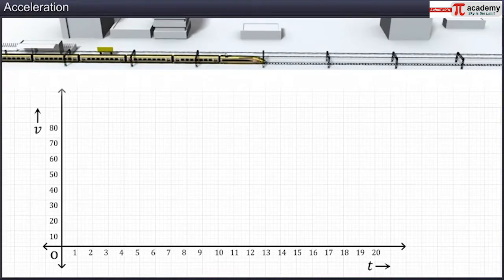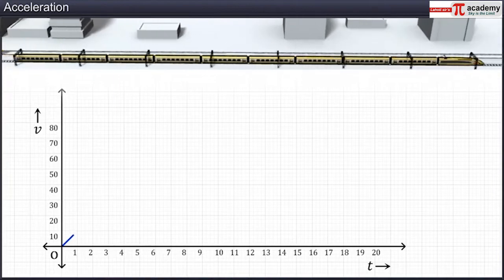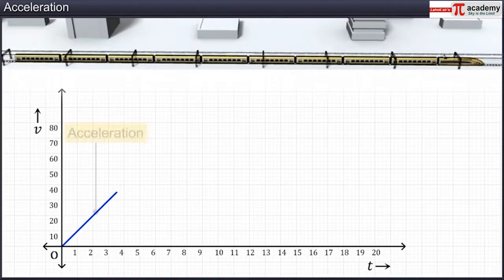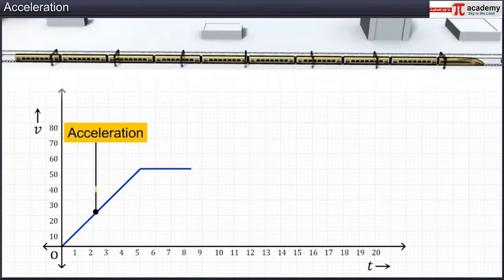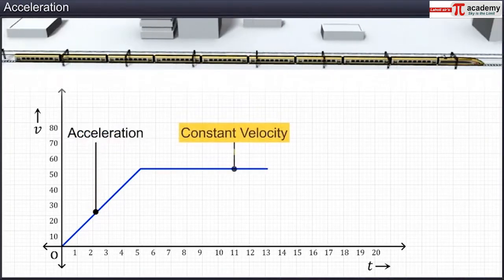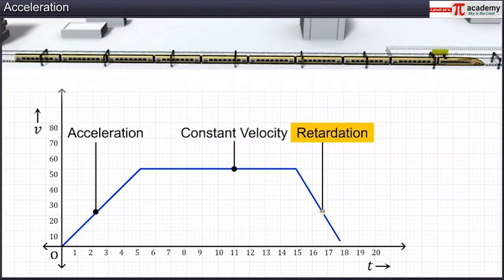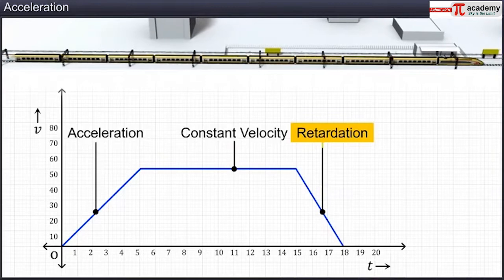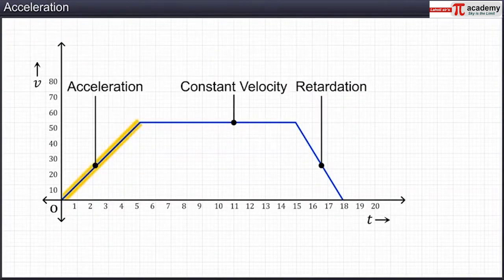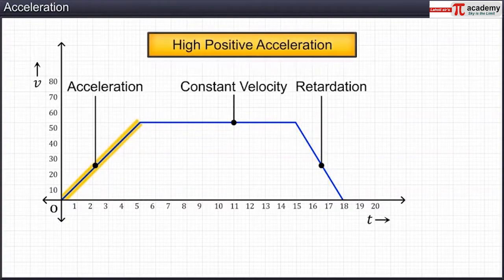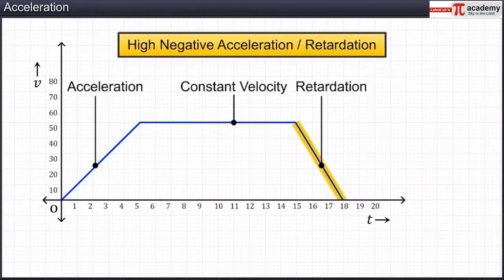In this module, you will learn about acceleration. When you observe the motion of an electric train, you find the train picks up high speed even before leaving the platform. The train travels at constant high speed until it approaches the next station. There is a sudden drop in speed when it enters the station till it finally stops. The first and the last part of this train's motion has high positive acceleration and very high negative acceleration or retardation.